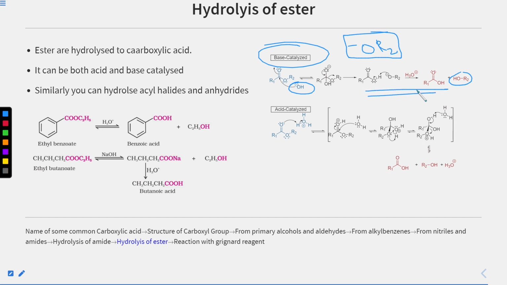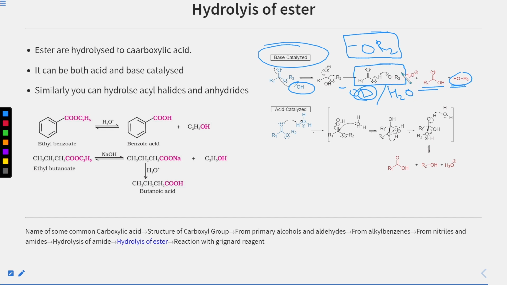This is very important to mention, because now students tell me, what will happen if we are using OD minus in place of OH minus and H2O? Now this OD minus will attack here. No problem, OD minus will attack here and it will be kicked out. Now where will the D be present? This D will be present with this carboxylic acid or with this alcohol. For that you have to be well aware about this mechanistic part.